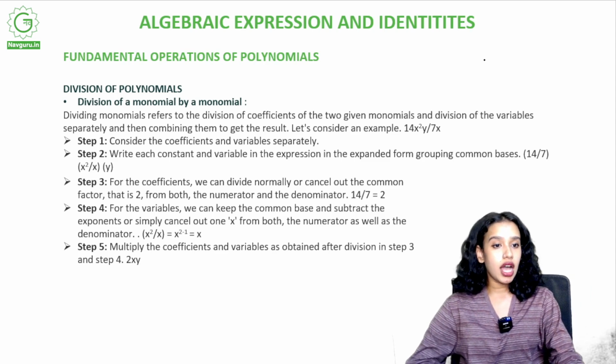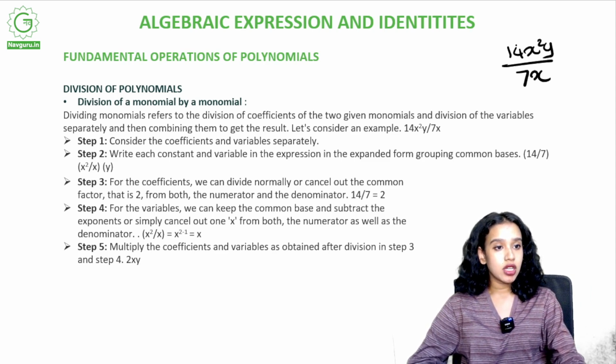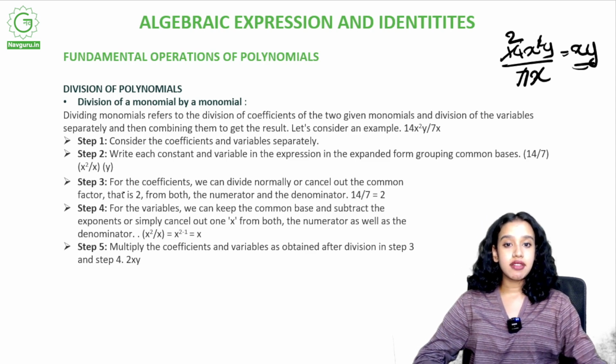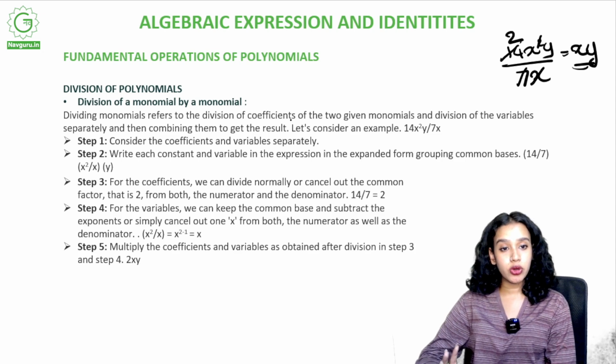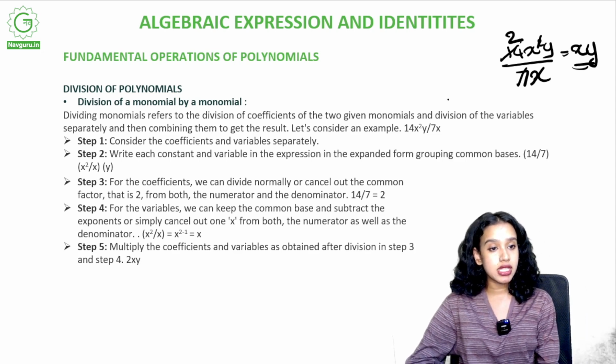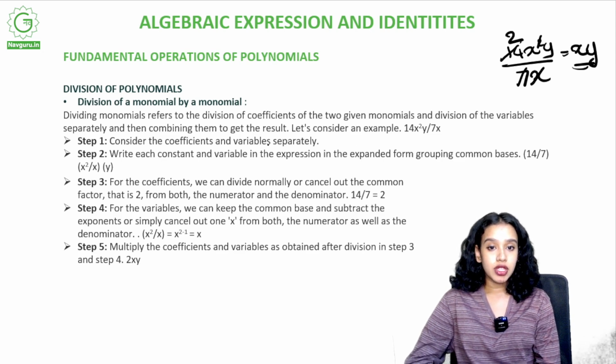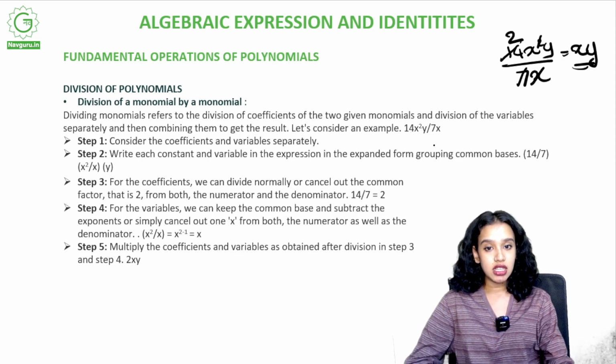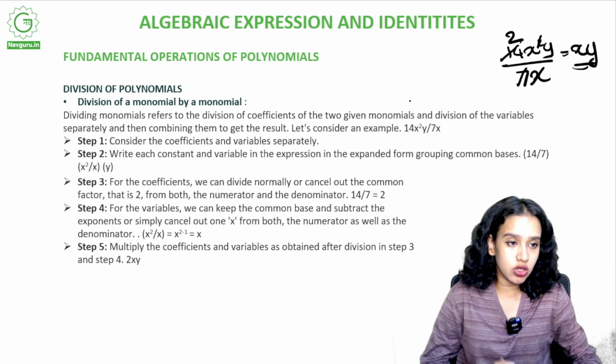So I have 14x square y here and 7x here. So what is 7 and 14? We could cancel this out from here, which is 2, and x and x would cancel out, which will give us 2xy, right? Dividing monomials refers to the division of coefficients of the two given monomials and division of the variables separately and then combining them to get the result. So consider the coefficients and variables separately. Here we have an example where 14x square y is divided by 7x.